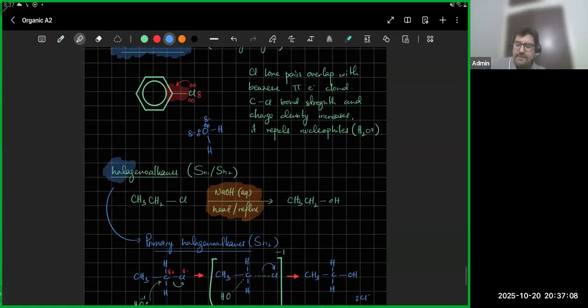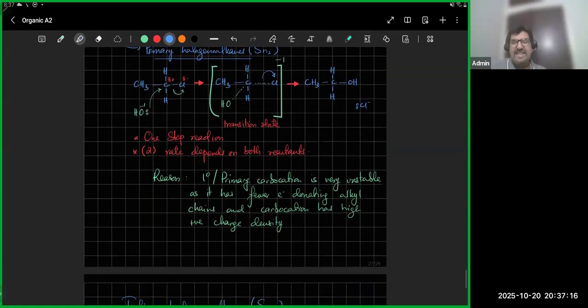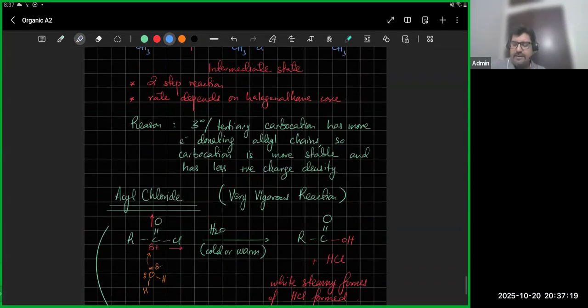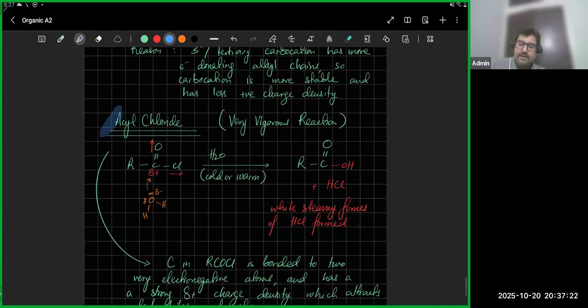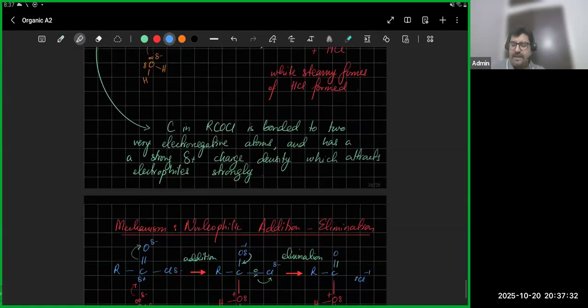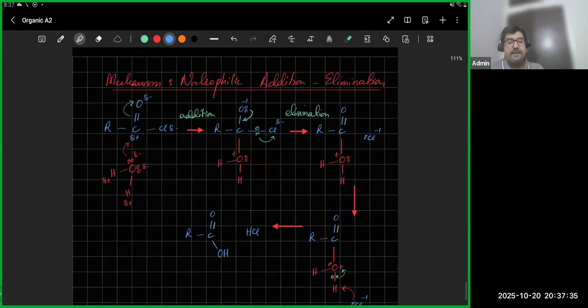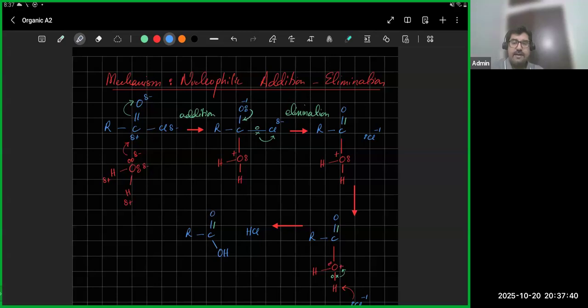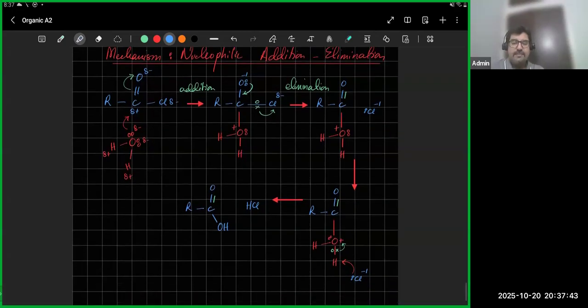Halogenoalkanes, that's the AS part, the SN1 and SN2 mechanisms. They will undergo hydrolysis, but you heat them and you have to add NaOH to it. Then you have acyl chlorides, which undergo very, very vigorous hydrolysis, because the carbon has a very strong partial positive charge, so it attracts nucleophiles very strongly. And this is the entire mechanism of an acyl chloride undergoing hydrolysis. So you've got to remember this entire mechanism as well, and that's it.